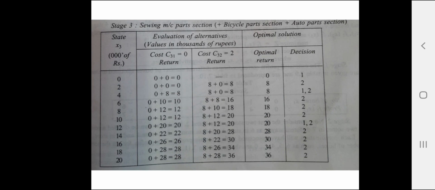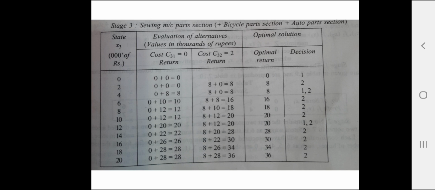Now move to table 3, stage 3. Stage 3 consists of the sewing machine. Initially you considered auto parts plus bicycle parts plus sewing machine parts. So now move to the third table, which is the sewing machine. Here you can see you get 2 alternatives, as there is no replacement of old machine, so you get no expansion or add new machines.